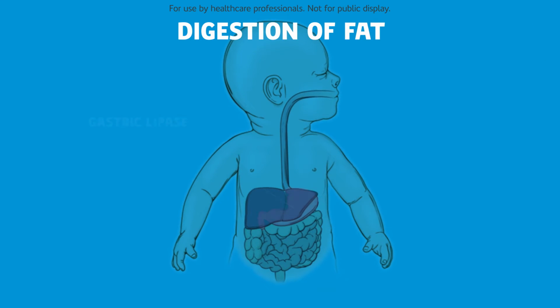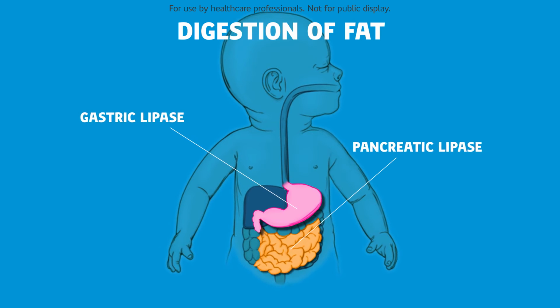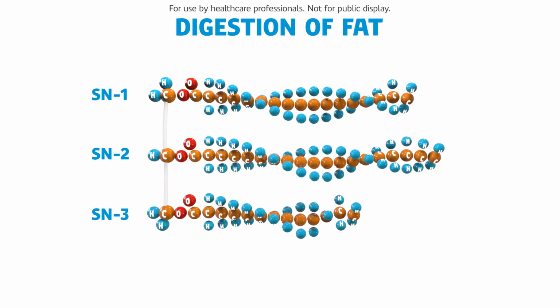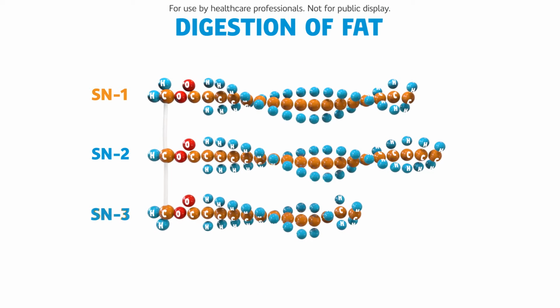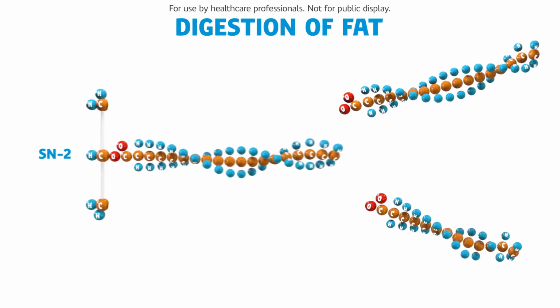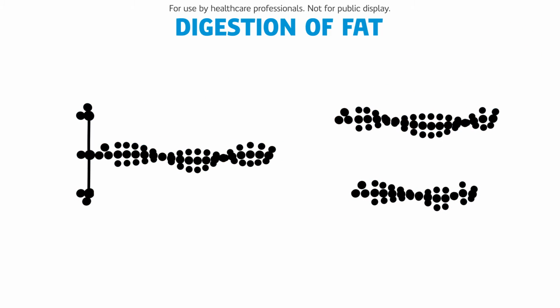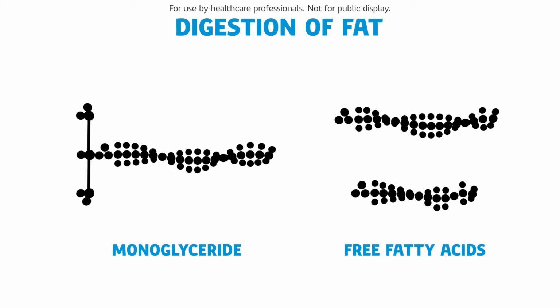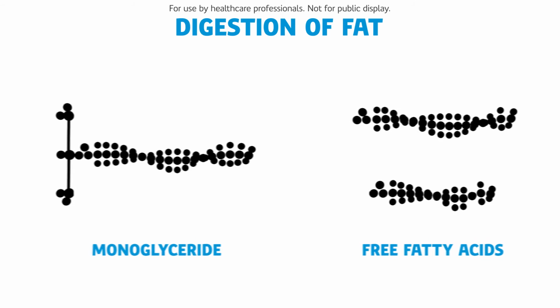Digestion of fat happens by enzymes in the stomach and in the small intestine. During digestion, fatty acids on the SN1 and SN3 position are being cut off from the backbone. The fatty acid at the SN2 position remains connected. This is called a monoglyceride. So the digestion of fat results in 2 free fatty acids and 1 monoglyceride.